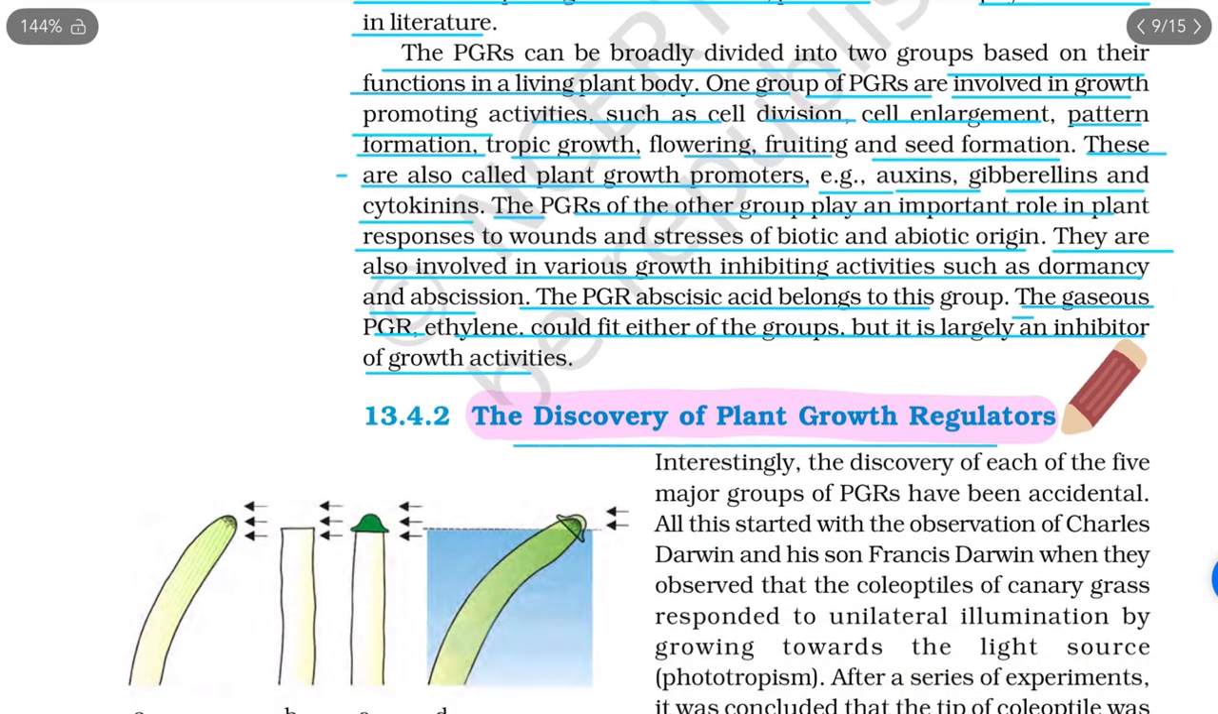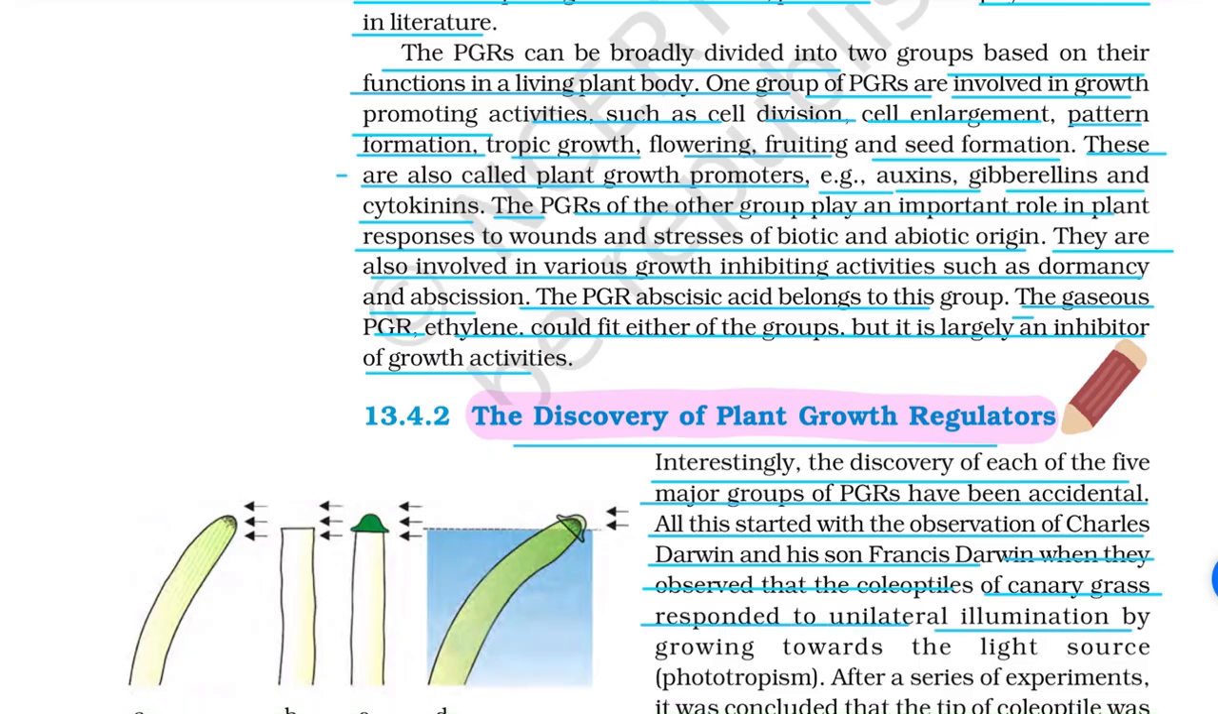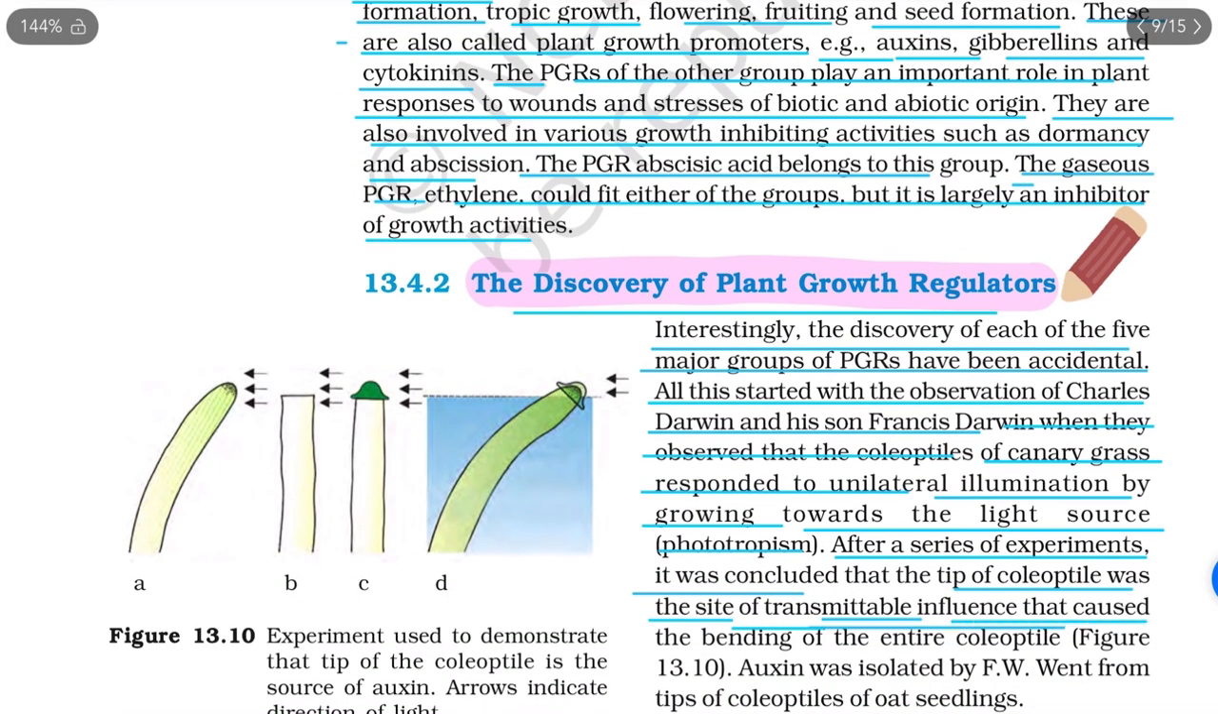Next is the discovery of plant growth regulators. Interestingly, the discovery of each of the 5 major groups of PGRs has been accidental, and all this started with the observation of Charles Darwin and his son Francis Darwin when they observed that the coleoptiles of canary grass responded to unilateral illumination by growing towards the light source, phototropism. After a series of experiments, it was concluded that the tip of the coleoptile was the site of a transmittable influence that caused the bending of the entire coleoptile.